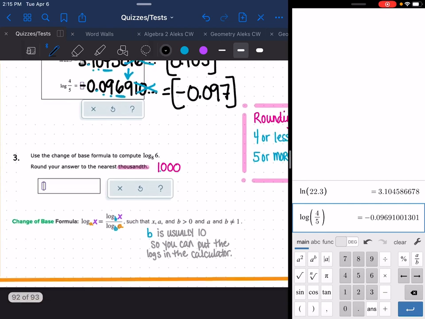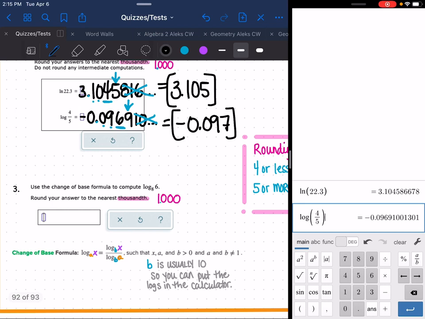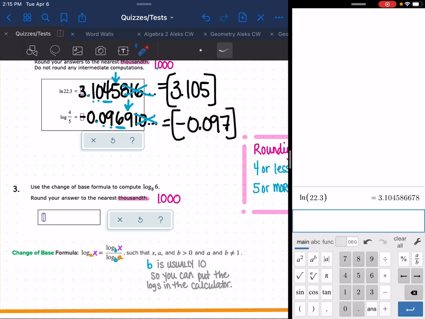All right. Question number 3 is going to ask you to use the change of base formula to compute a log. This is the change of base formula. Here's the change of base formula from our notes. Just a quick reminder that normally we want to change b to 10 so that we can just go ahead and put this into the calculator. I'm going to be using the Desmos calculator, but Alex probably has a calculator for you to use as well. All right, let's go ahead and put these in right here.